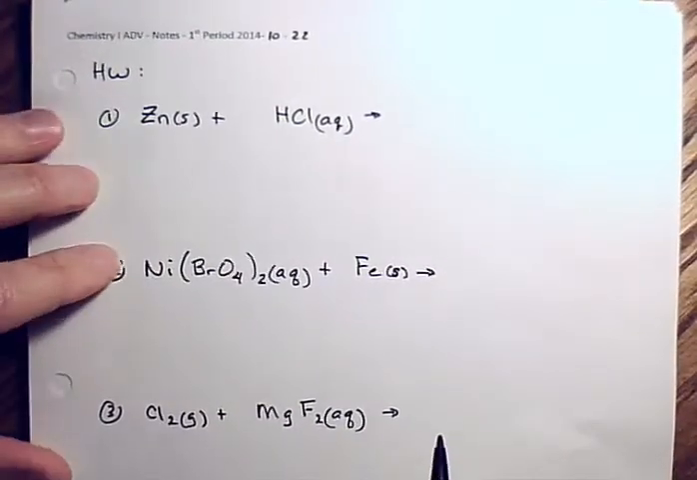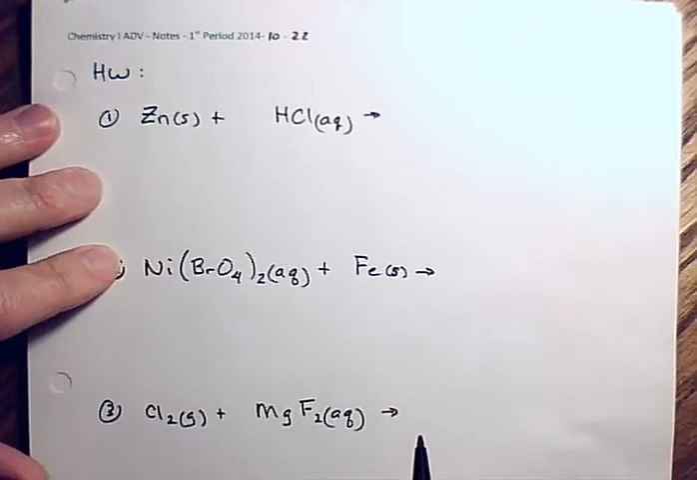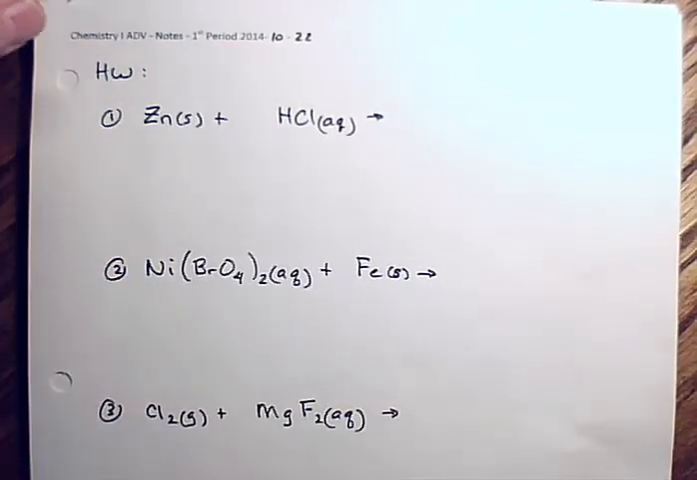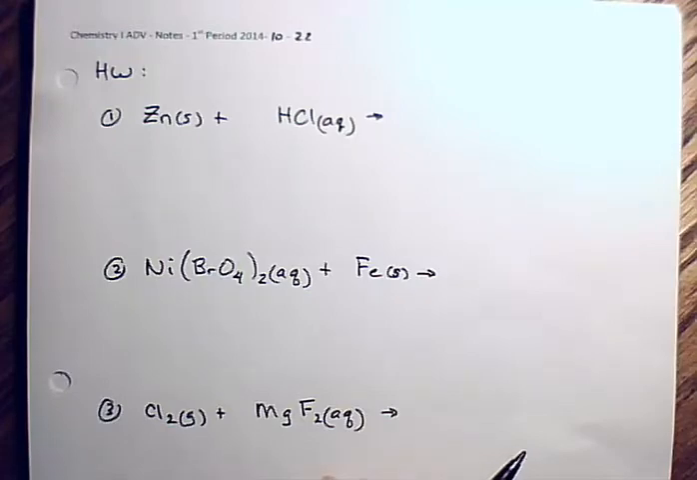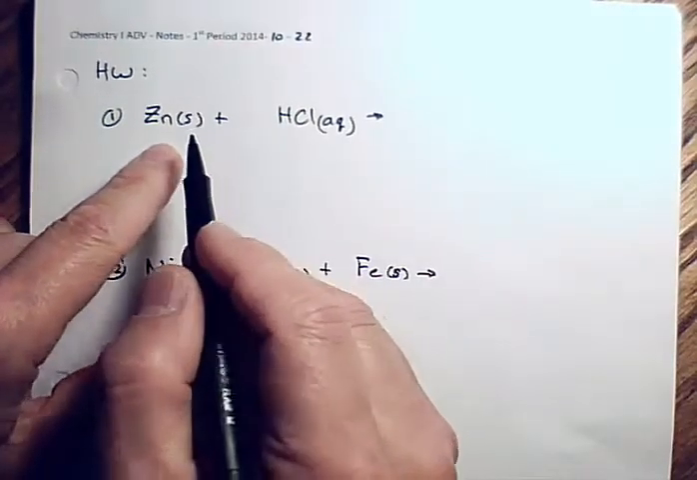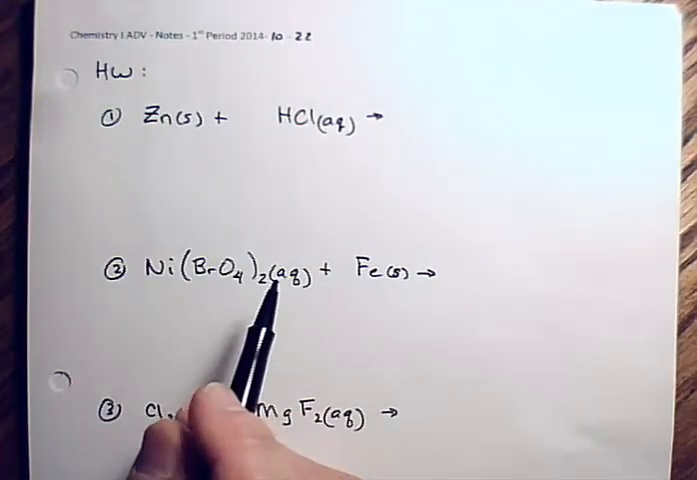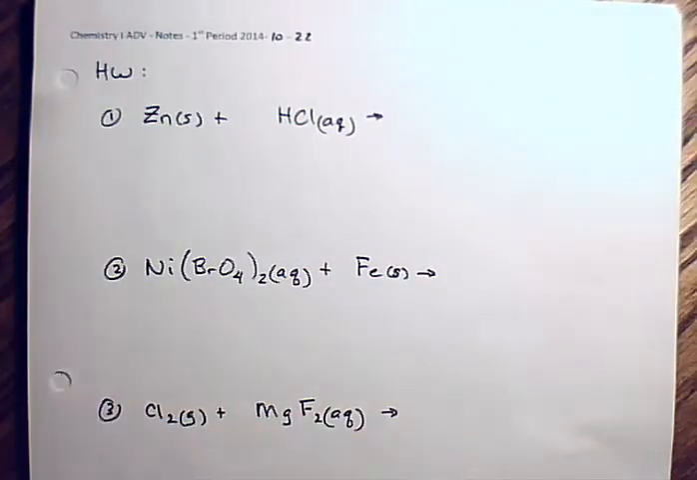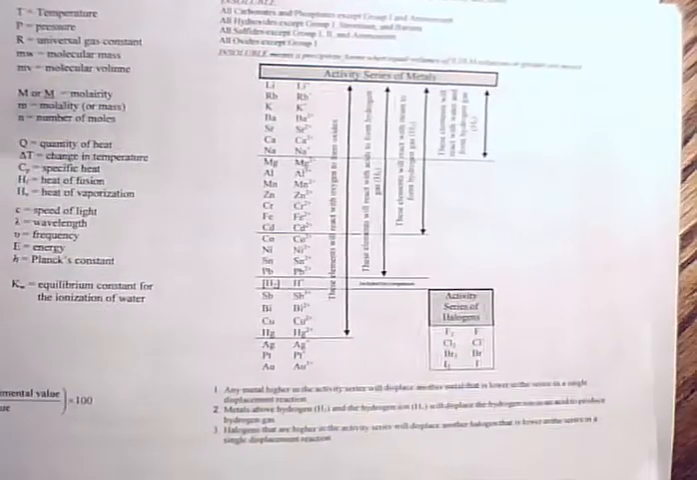So this is your homework that was due today. What you're supposed to do with this is to predict whether the reaction will happen, and if so, write the correct products and balance the equation. To determine whether this reaction will happen, we're going to need our test references and the activity series.